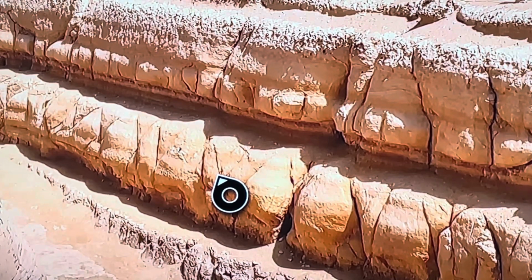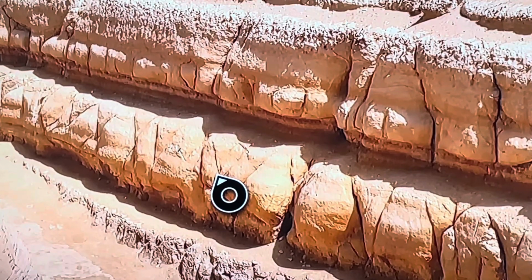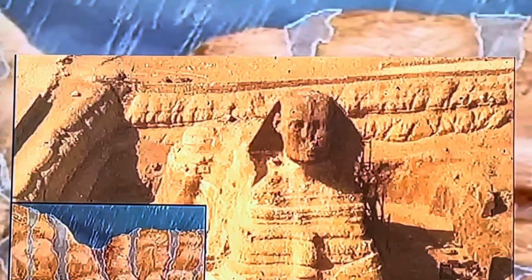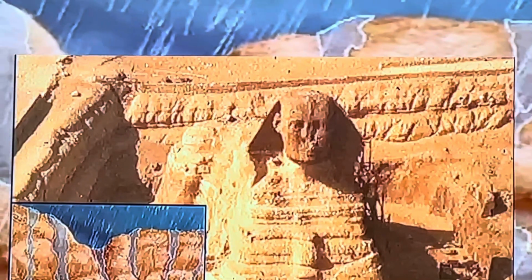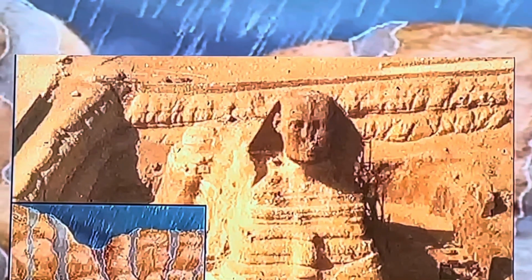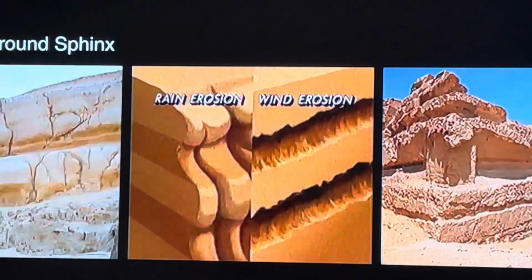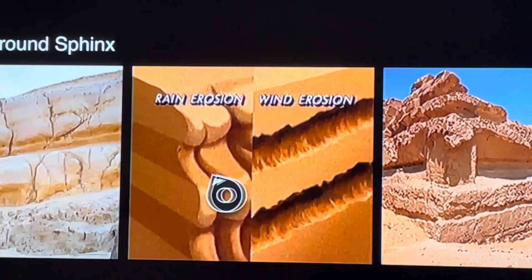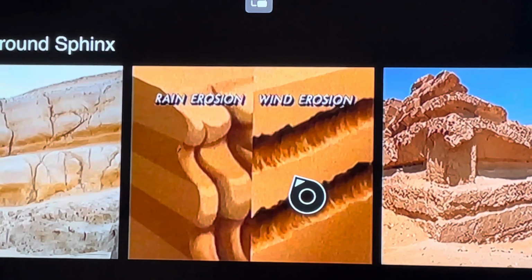Let's just continue. Of course, this Giza Plateau has been desert for the last 4,000 years, so it's not likely you're going to find severe water erosion on the Sphinx if it's only 4,000 years old. In fact, like it shows here, rain erosion works one way, wind erosion does the other, and they can see both in these ideas.